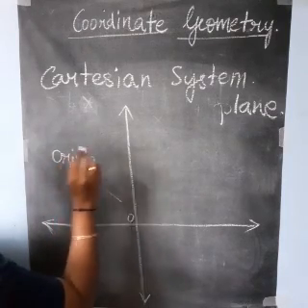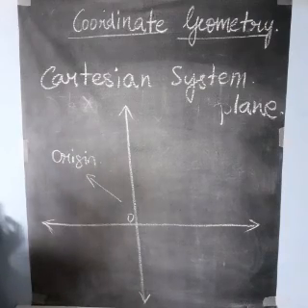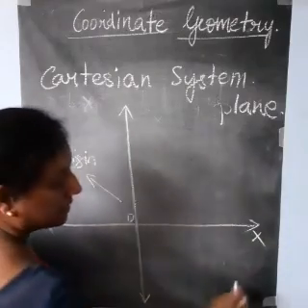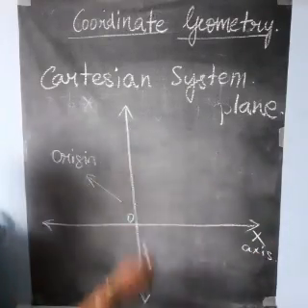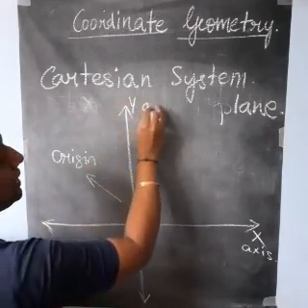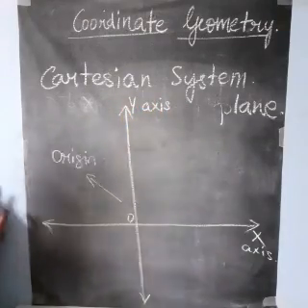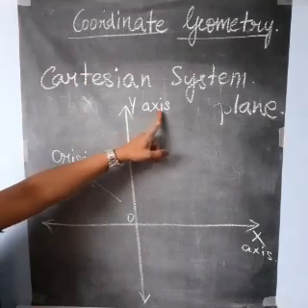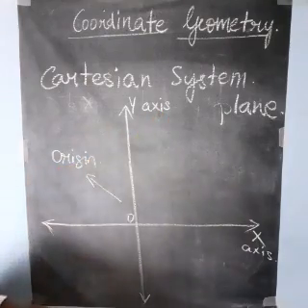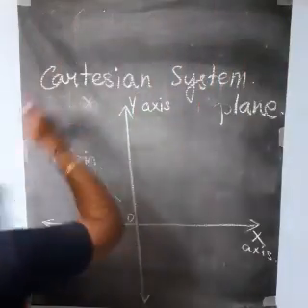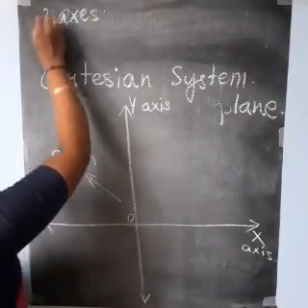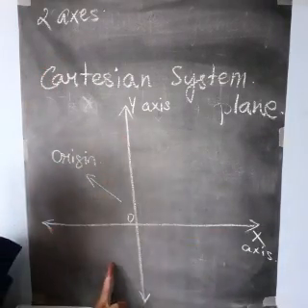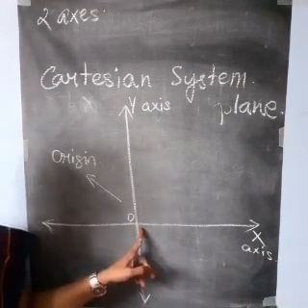The meeting point of these two lines he named the origin. What is the meeting point of the two lines known as? The origin. The horizontal line he called the x-axis, and the vertical line he called the y-axis. How many axes are there? We have two axes. The singular is axis, and the plural is axes. So in the Cartesian plane we have two axes, the x-axis and the y-axis. The meeting point is known as the origin.